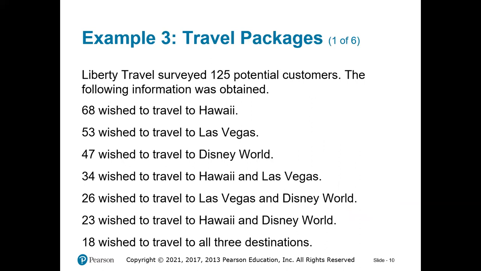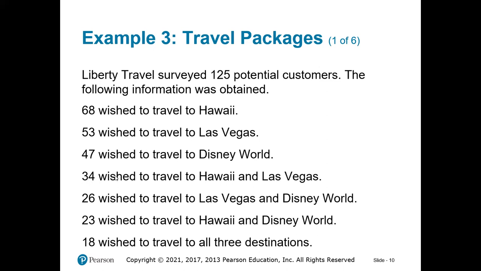Here is another example. It says Liberty Travel surveyed 125 potential customers. The following information was obtained. 68 people wish to travel to Hawaii. 53 wish to travel to Las Vegas. 47 wish to travel to Disney World, and 34 to Hawaii and Las Vegas. 26 wish to travel to Las Vegas and Disney World. 23 to Hawaii and Disney World, and 18 people wish to travel to all the destinations.